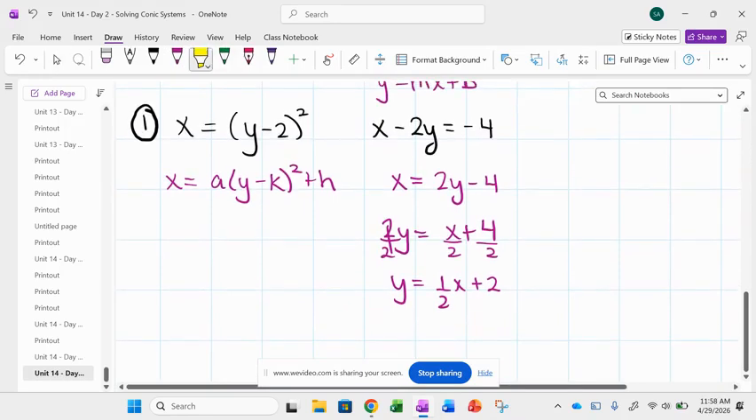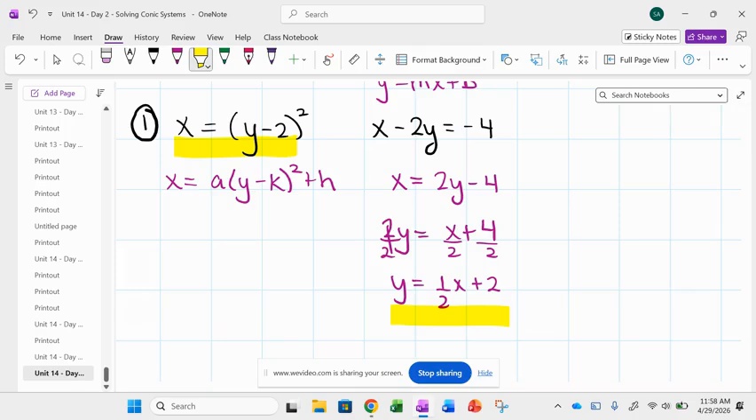And now I have my two equations in proper format. My next step is to graph this. On the test, if I ask you to graph, our solution is going to be which points? So if I graph these two things right now, how will I know what points are my solution? Good. It's going to be where the two graphs intersect.